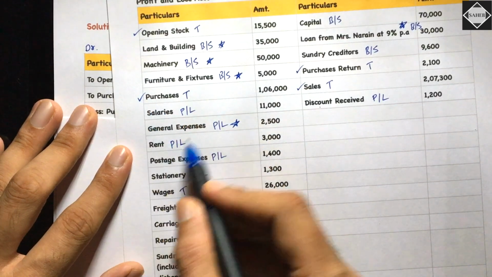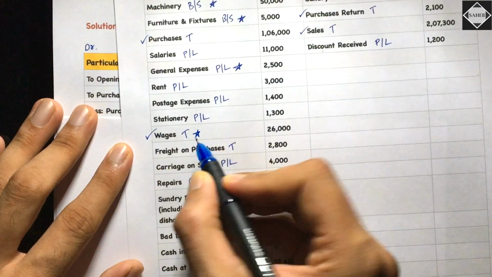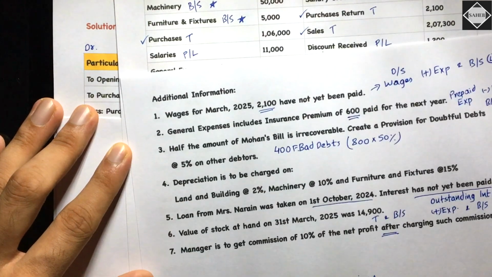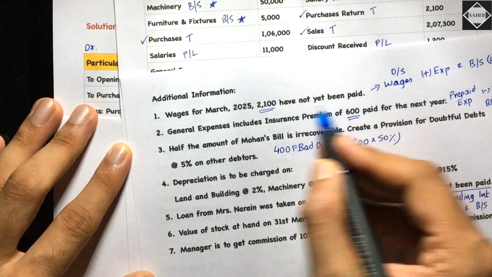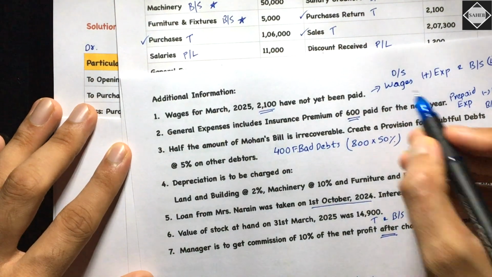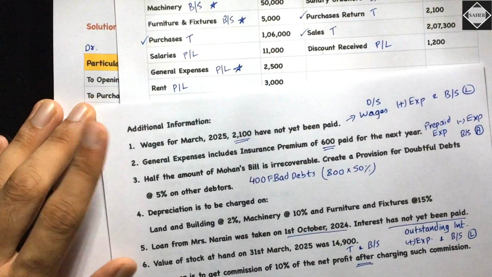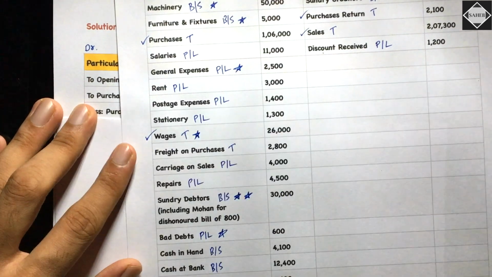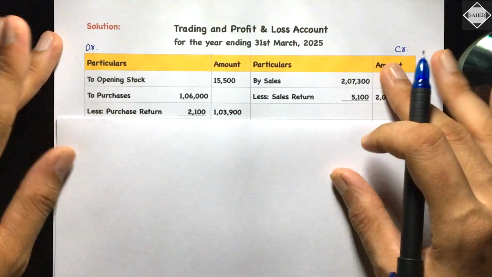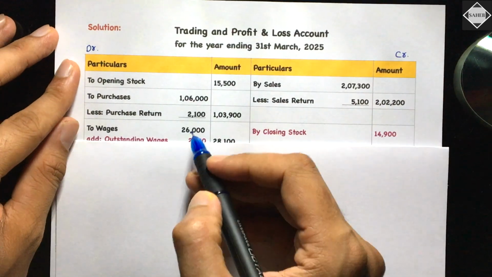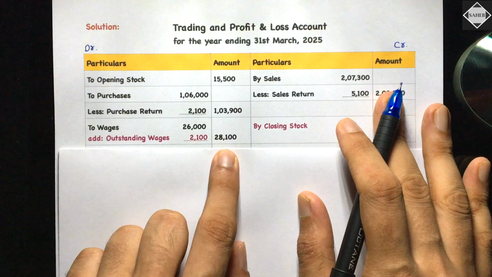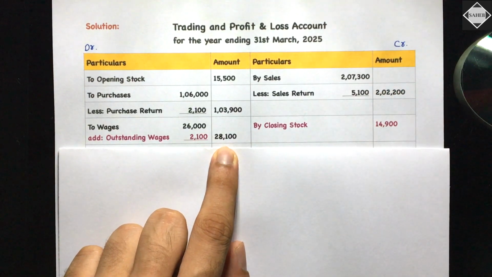After that, what do we have in the question? After purchases, trading account item, we have wages. On wages we have an adjustment. What adjustment? We saw, it was outstanding wages, the first one. How much? 2,100. What do we do with outstanding expense? We have to increase the expense, and in the balance sheet it is a current liability. Right now we are just doing the trading account. Wages, how much? 26,000 in the trial balance. So wages 26,000 plus outstanding wages 2,100. We have increased the expense, so that is equal to 28,100.